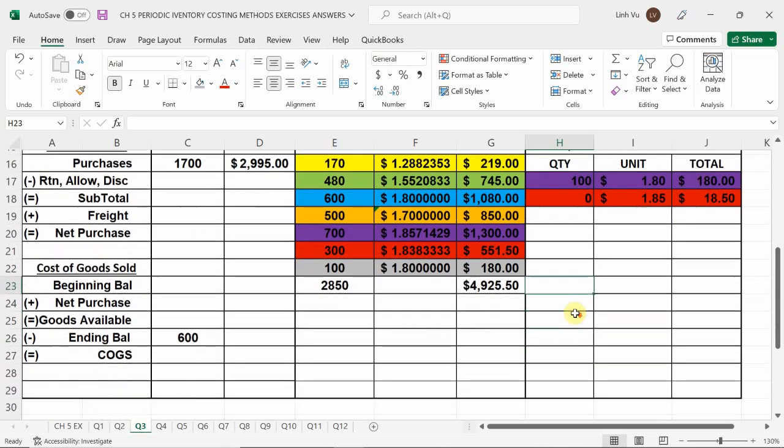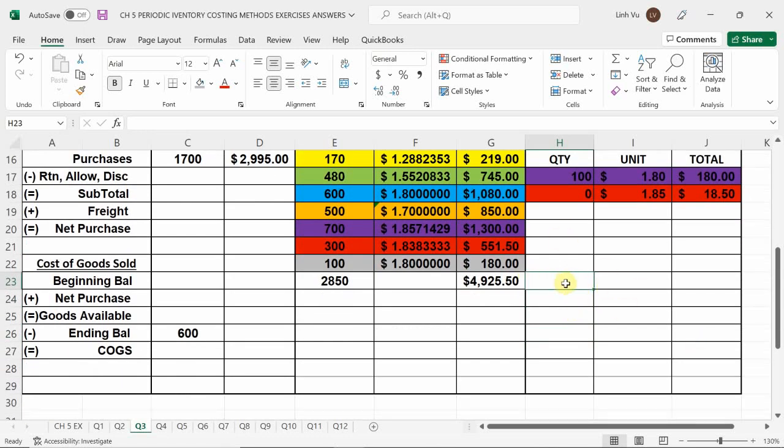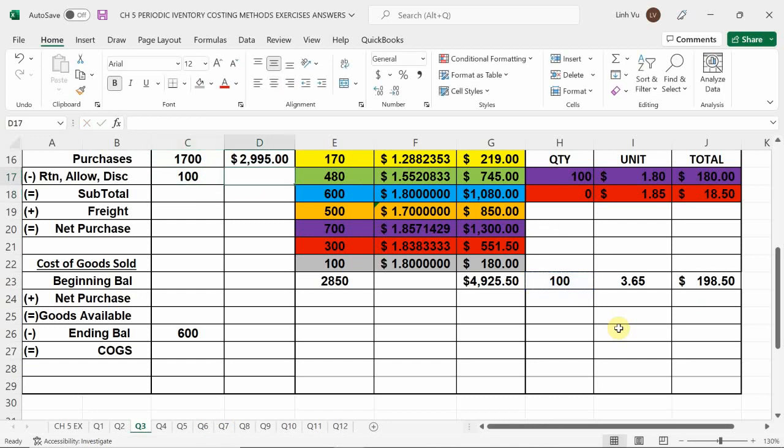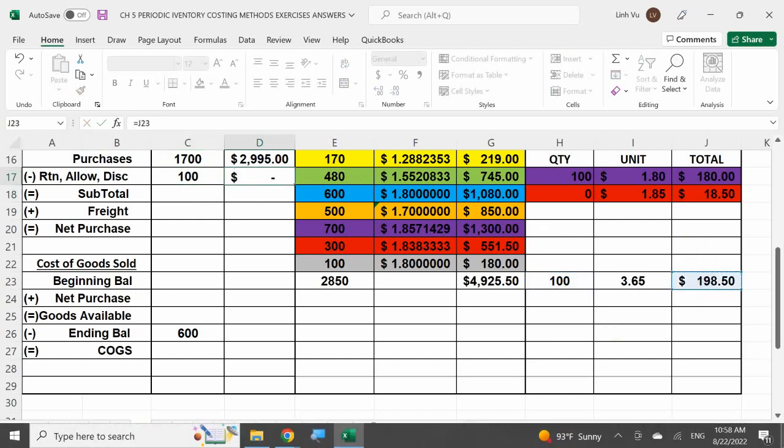What was my grand total of returns? How many items did I return? We end up returning a total of 100 units at a total cost of, what was my total refund for? 1850 plus 180, 198.50. So that's my total refunds, right? I end up returning 100 units at a grand total cost of 198.50. So that should reduce me to 1600, and that should reduce me to 2796.50.